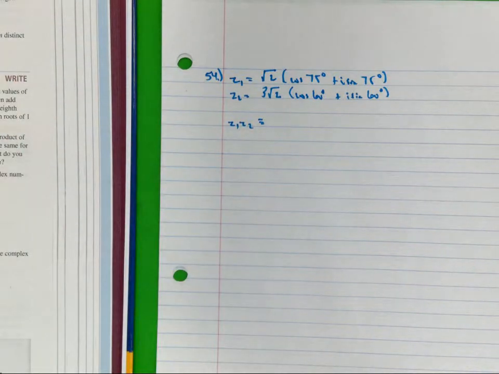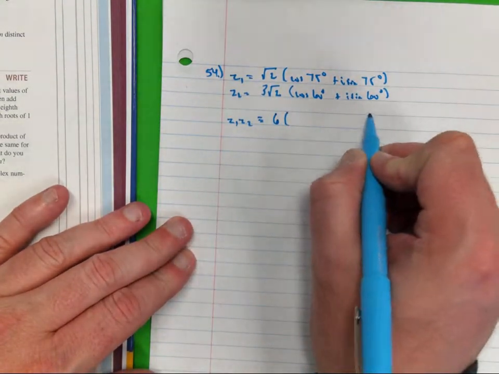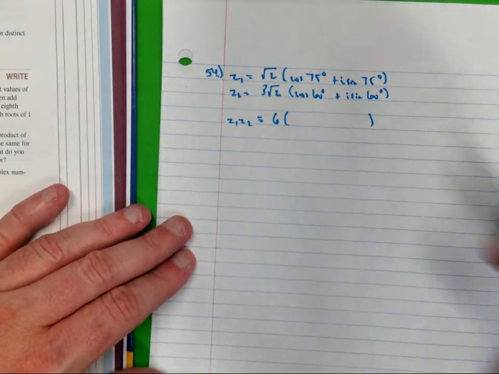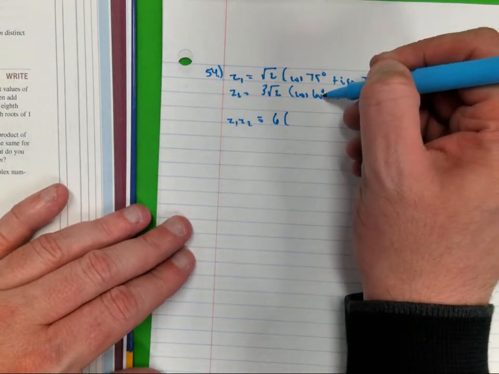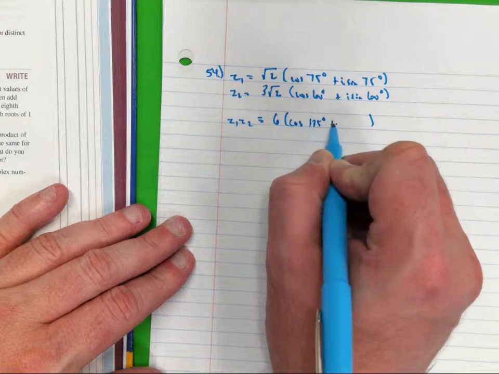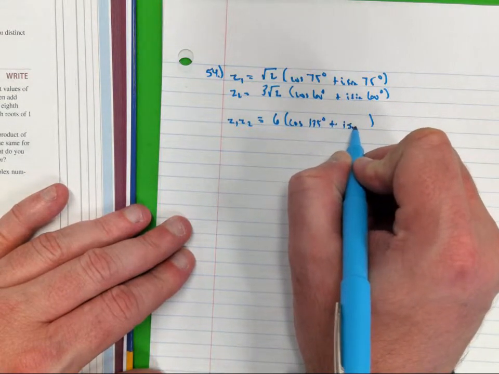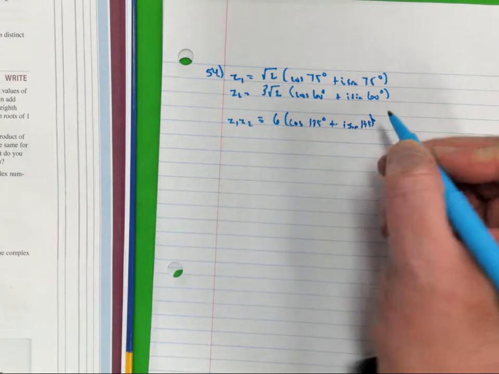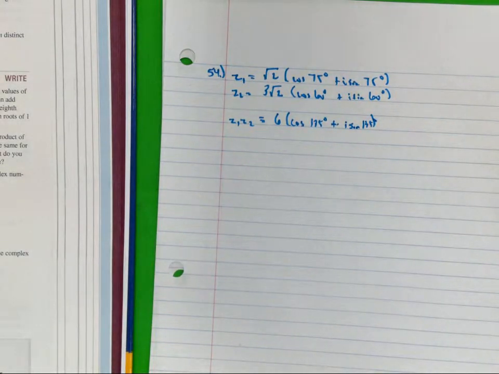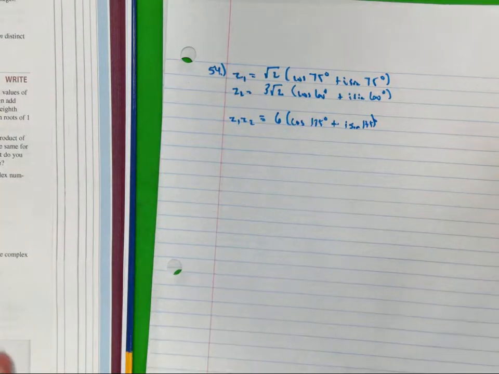What is square root of 2 times square root of 2? 2. 2 times 3 is? Very good. Now, inside you're going to add what? 75 and 60, so your cosine of 135 plus i sine of 135. Okay, to answer your question, I hope, the direction says express your answer in polar form. That is polar form, so you wouldn't simplify it here, okay?